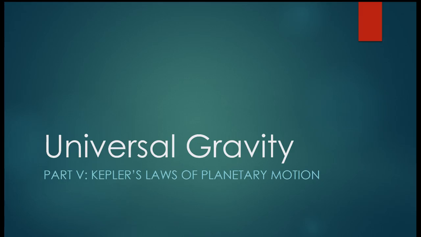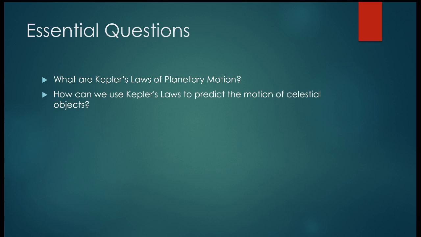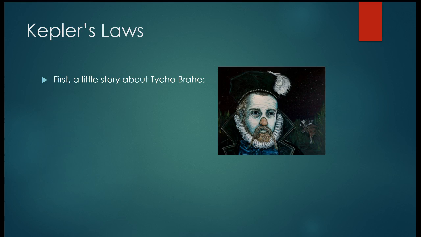Okay, welcome back everyone. In this segment, we're going to be talking about how the laws of gravity led to Kepler's laws of planetary motion. So we're going to be talking about what they are and how we can use them to predict the motion of celestial objects.